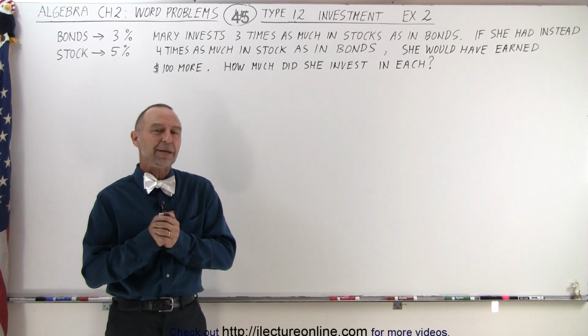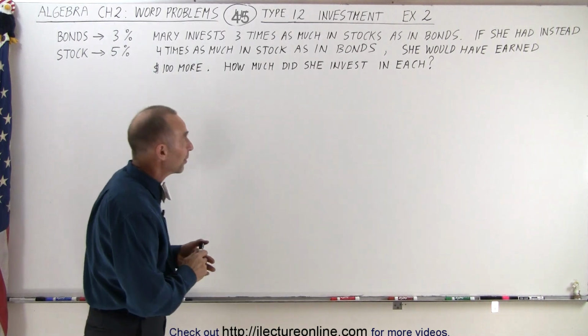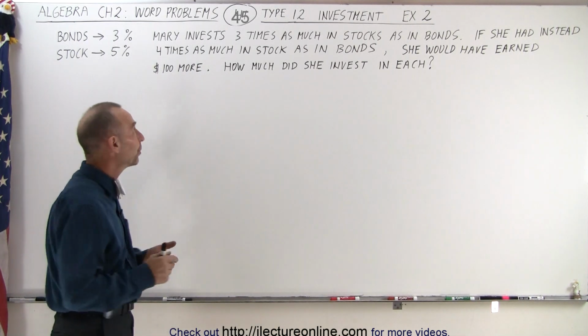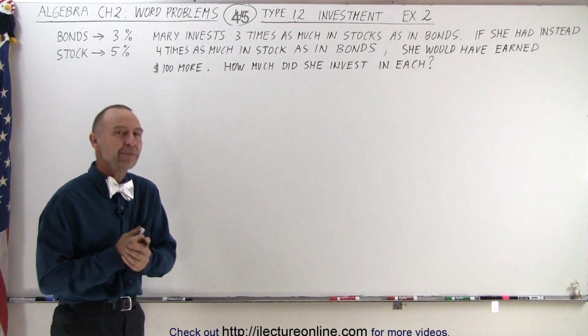Welcome to iLecture Online. Here's our second example of the type of problems dealing with investments. In this case, there's only two investments. We have bonds and stocks earning 3% and 5%.